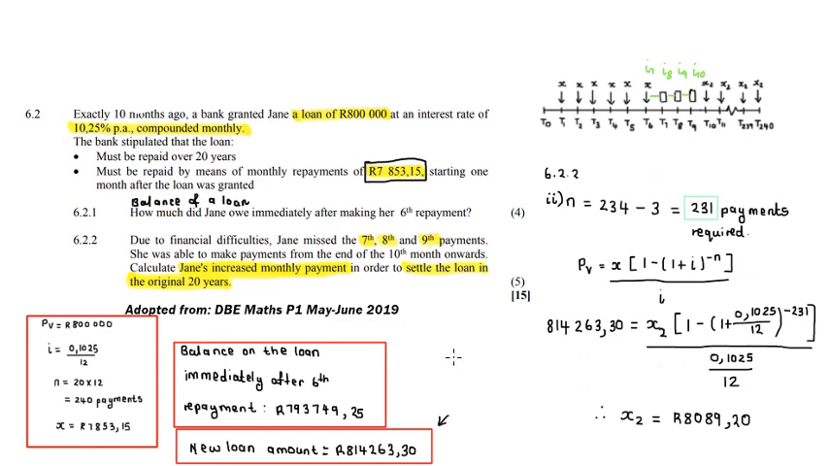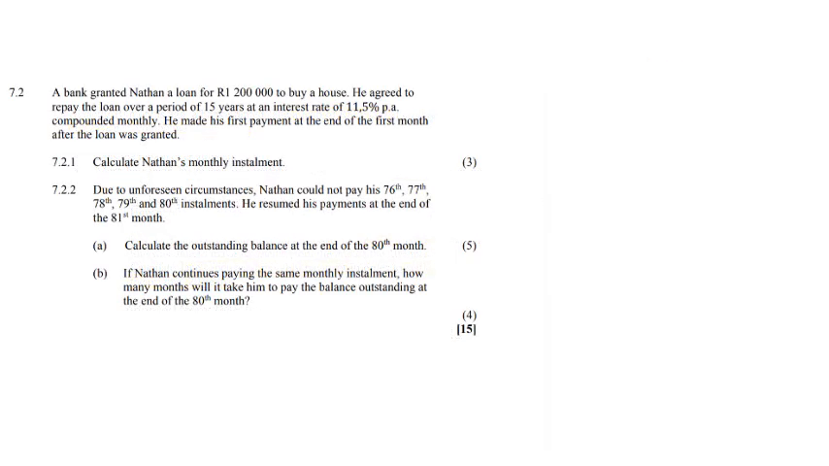So now let's look at a similar question to this, the one from the Eastern Cape province, and that was September 2019. If we read this one, it says that a bank granted Nathan a loan of 1.2 million to buy a house. So Nathan is doing the same thing as Jane. He also has a loan of that amount.